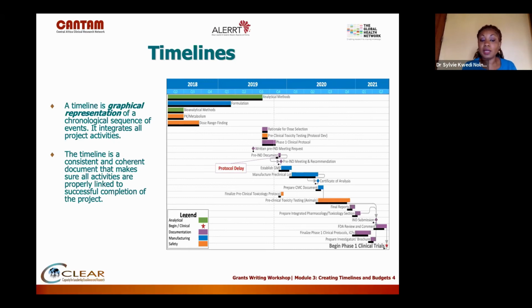The timeline has to be consistent and coherent. It really needs to reflect how the activities will be conducted and when they will be conducted in order to meet project deadlines. For example, if the funder funds the project for 18 months, you cannot come and propose a 24-month timeline.